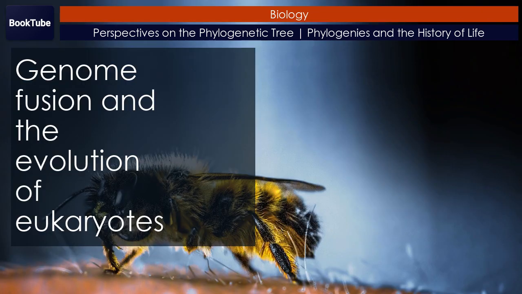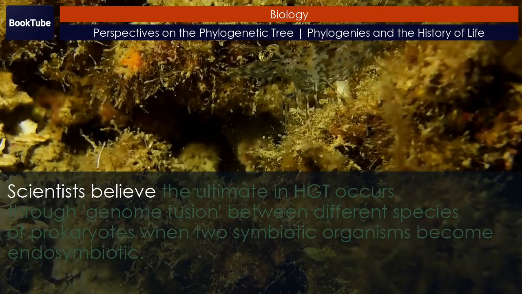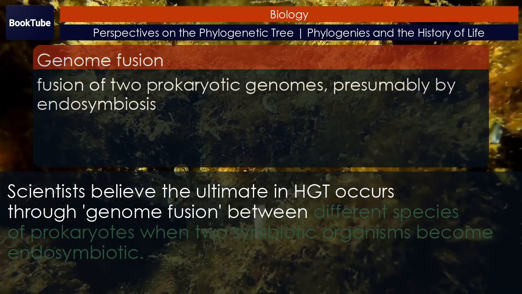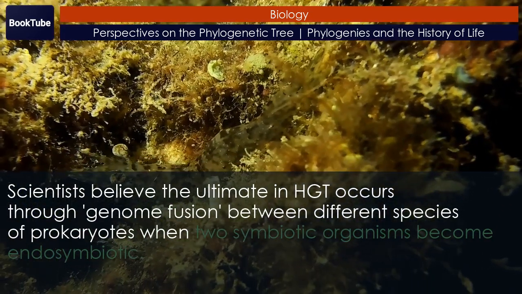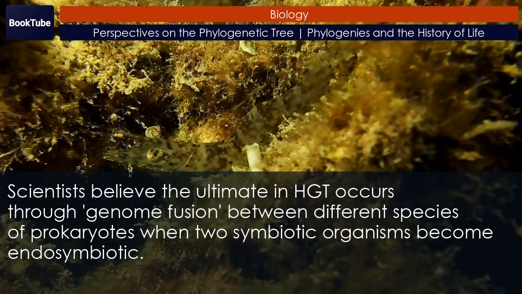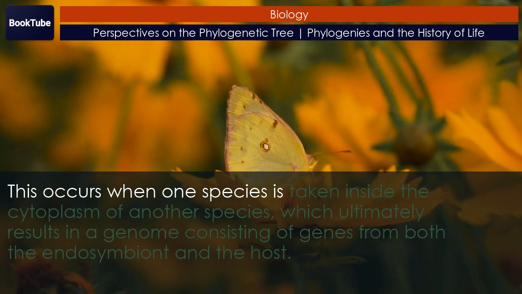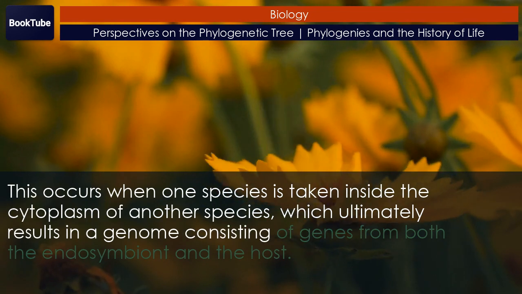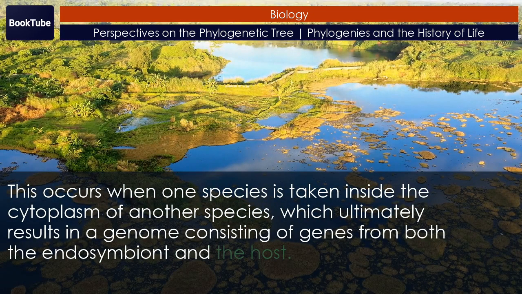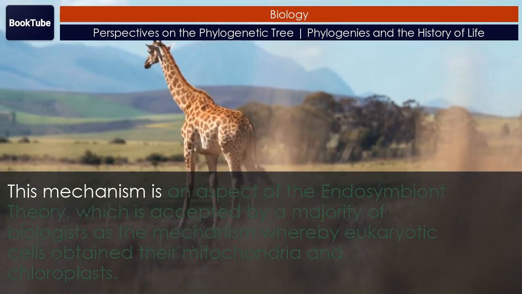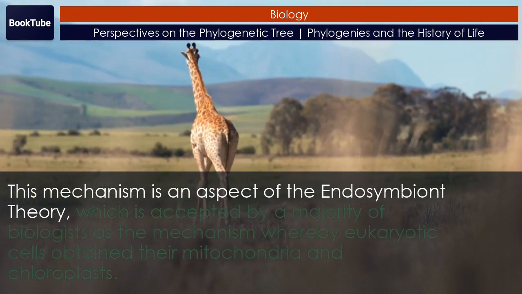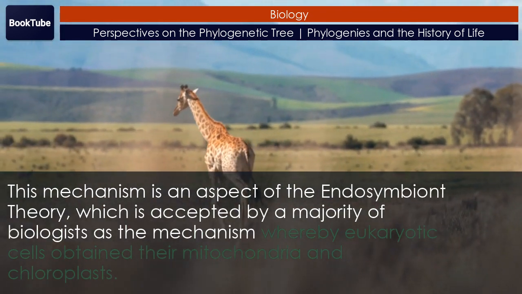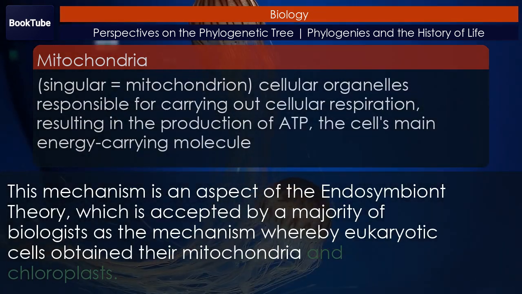Genome fusion and the evolution of eukaryotes. Scientists believe the ultimate in HGT occurs through genome fusion between different species of prokaryotes when two symbiotic organisms become endosymbiotic. This occurs when one species is taken inside the cytoplasm of another species, which ultimately results in a genome consisting of genes from both the endosymbiont and the host. This mechanism is an aspect of the endosymbiont theory, which is accepted by a majority of biologists as the mechanism whereby eukaryotic cells obtain their mitochondria and chloroplasts.